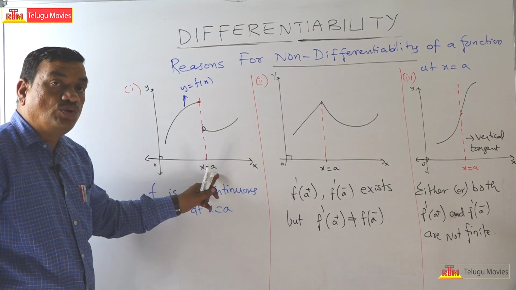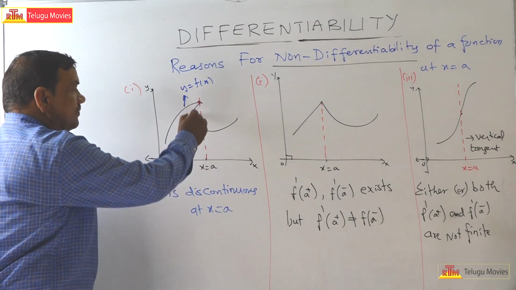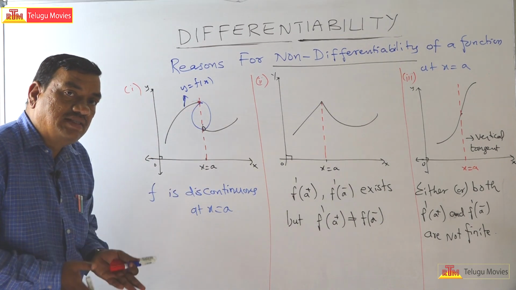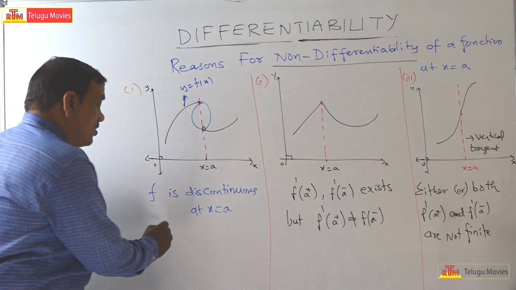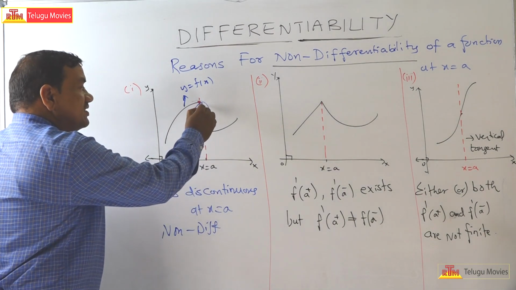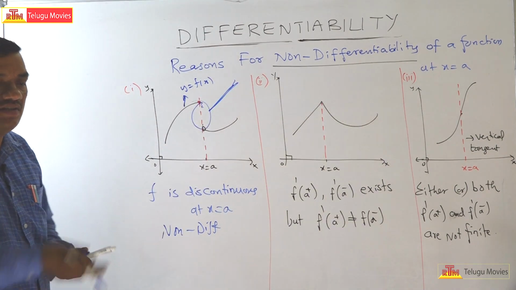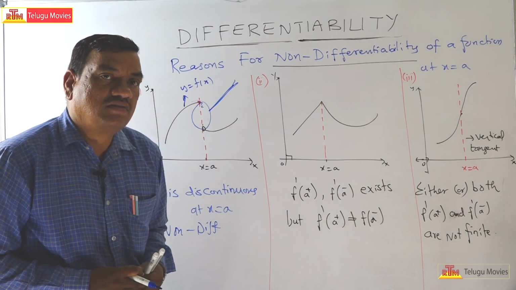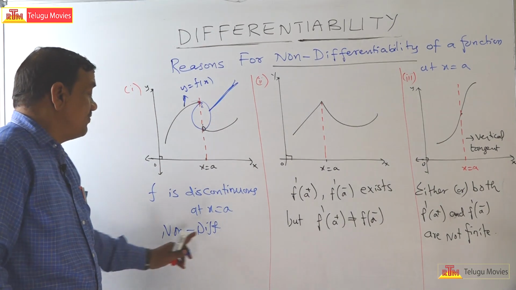At x = a, it is not continuous. See here, there is a break. At x = a, the curve is broken. Therefore, f is discontinuous at a, therefore non-differentiable. It cannot be differentiated. That means at x = a, you cannot draw a tangent. How can you draw the tangent when there is a breakage? Understand that? So what is one of the reasons for non-differentiability?